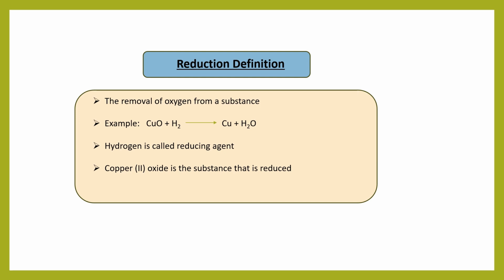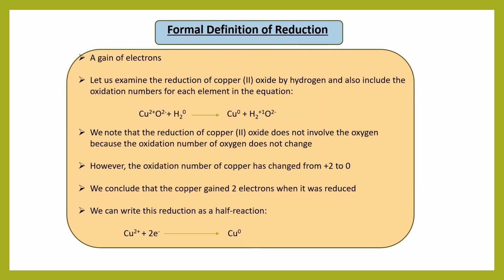So we can write this oxidation as a half reaction. Reduction definition: the removal of oxygen from a substance is called reduction. Example: copper oxide reacts with hydrogen and forms copper and H2O. Here hydrogen is called the reducing agent. Copper(II) oxide is the substance that is reduced. Formal definition of reduction: a gain of electrons.